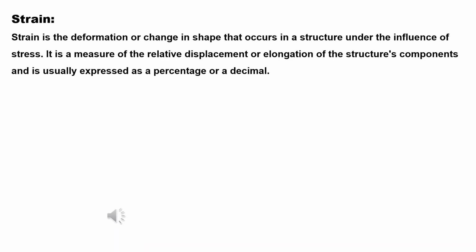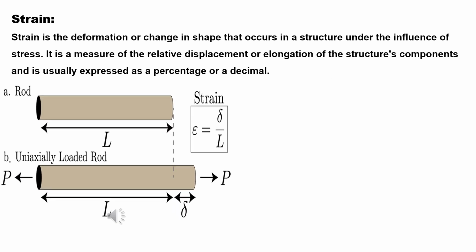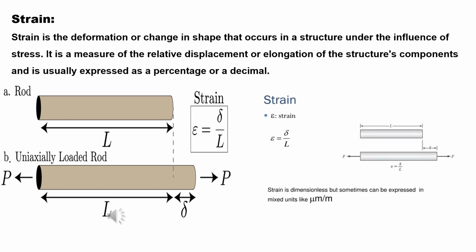5. Strain. Strain is the deformation or change in shape that occurs in a structure under the influence of stress. It is a measure of the relative displacement or elongation of the structure's components and is usually expressed as a percentage or a decimal.